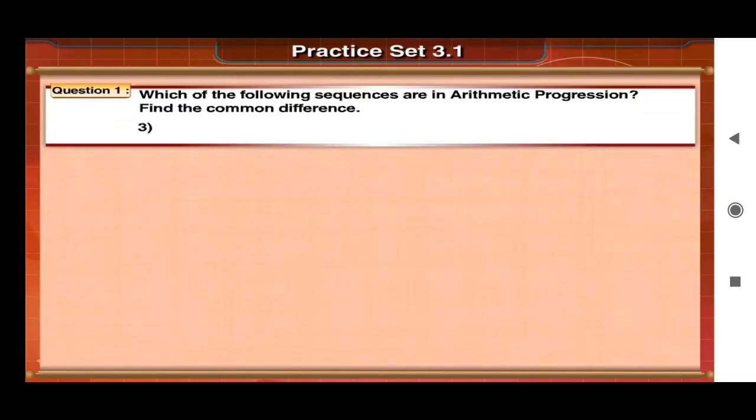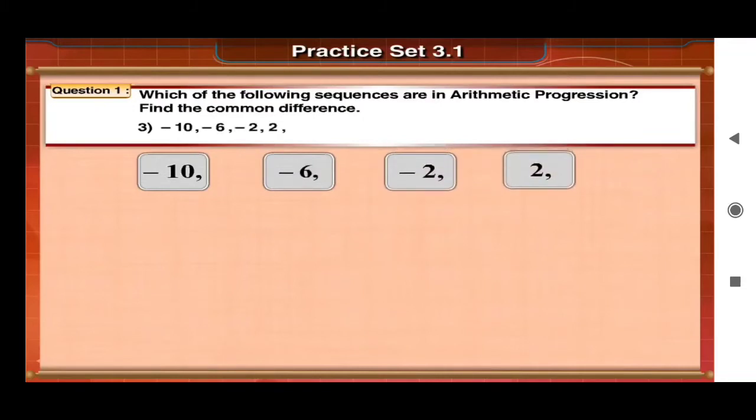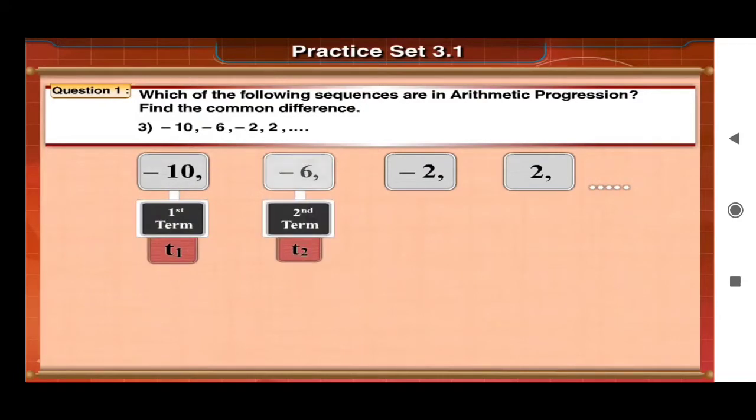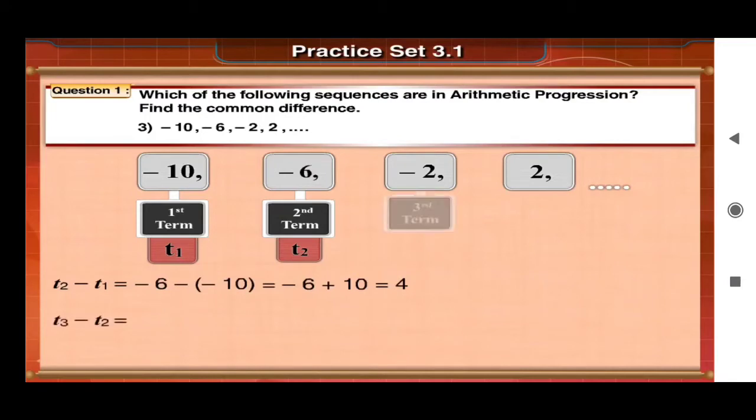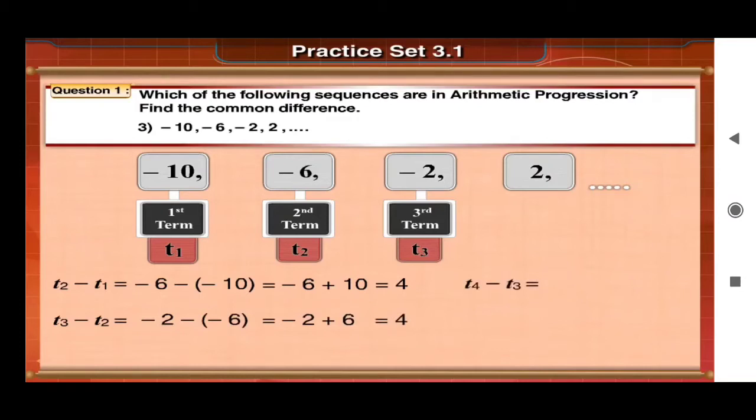Three. Minus 10, minus 6, minus 2, 2, and so on. Here, the first term T1 is minus 10, and the second term is minus 6. So, T2 minus T1 will be equal to minus 6 minus minus 10, that is 4. T3 minus T2 is equal to minus 2 plus 6, that is equal to 4. And T4 minus T3 is equal to 2 plus 2, that is equal to 4.